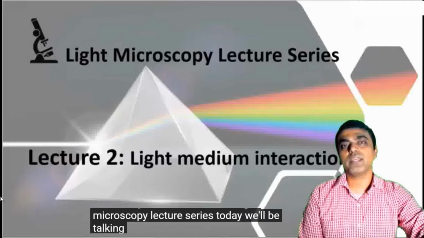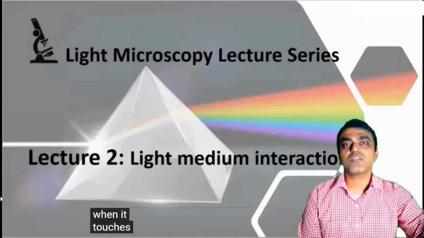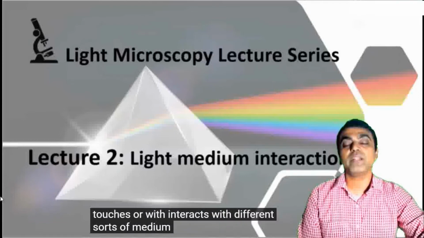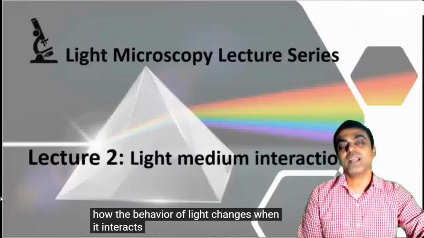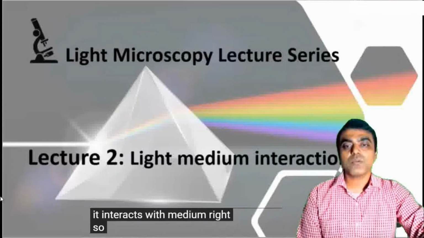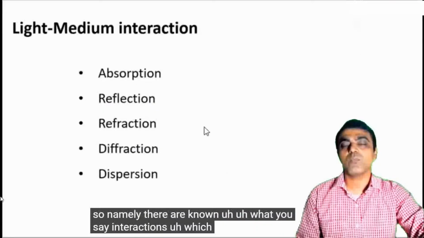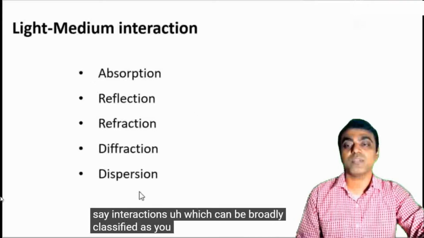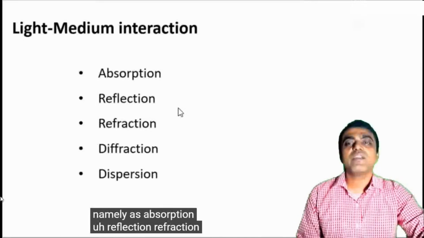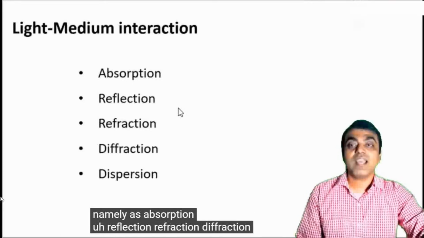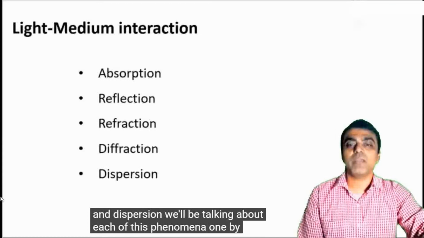Today we'll be talking about the interactions of light when it touches or interacts with different sorts of medium. So how the behavior of light changes when it interacts with medium, right? Namely, there are known interactions which can be broadly classified as you can see here: absorption, reflection, refraction, diffraction, and dispersion. We'll be talking about each of these phenomena one by one.